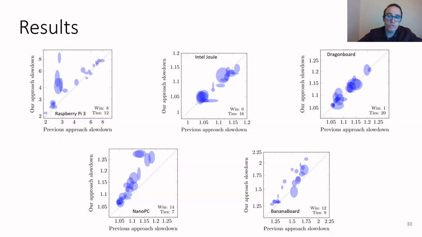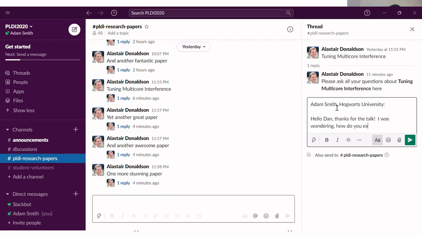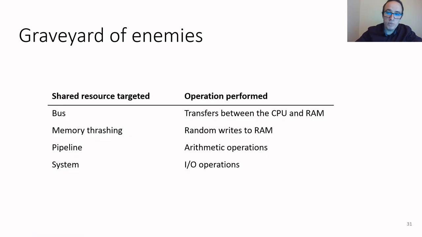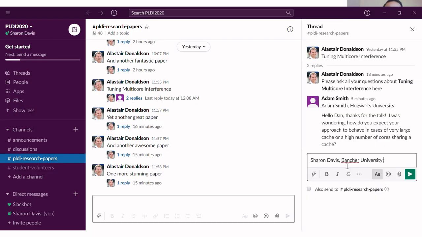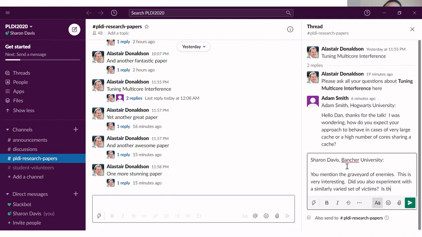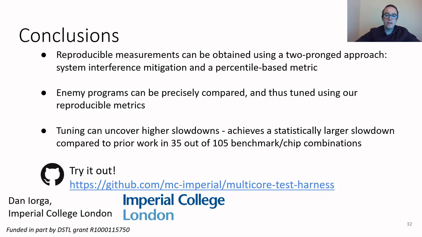The session is happening live, and Dan and Tyler's video is being broadcast. As I mentioned in the previous slide, even though the Raspberry Pi and the Dragon board have the same processor, to fine-tune interference just by reading the processor specifications. Adam Smith from Hogwarts University finds the presentation really interesting and starts to type up a question in Slack. Sharon Davis from Banter University also has a question which she types into the Slack thread. For example, the bus and the memory trashing enemy programs were meant to similarly stress elements of the memory hierarchy. Thank you for your attention.